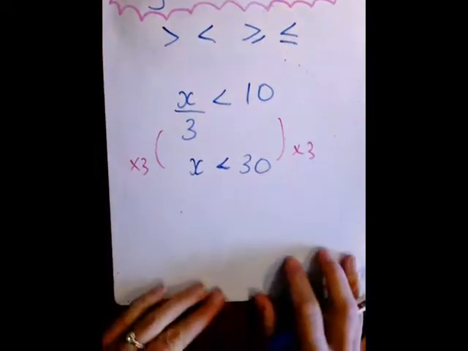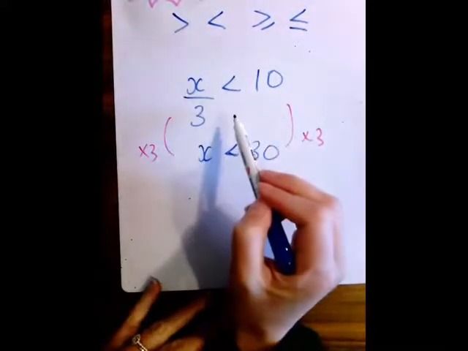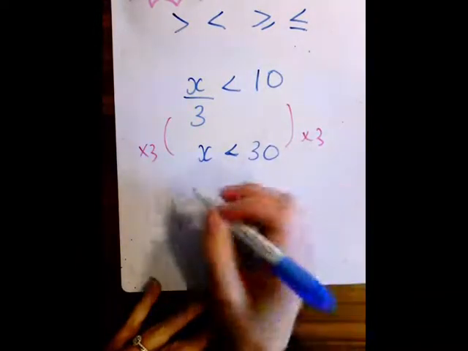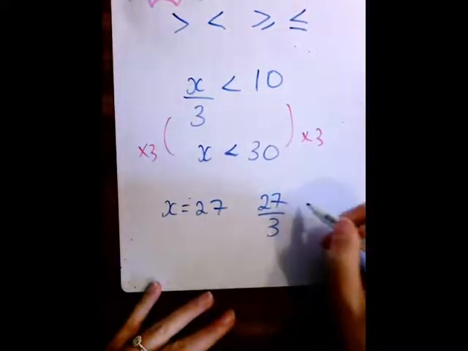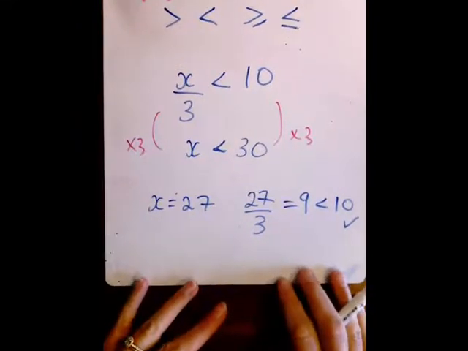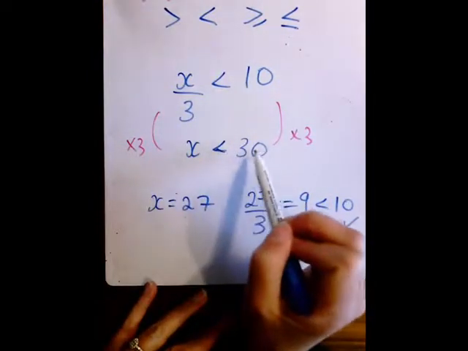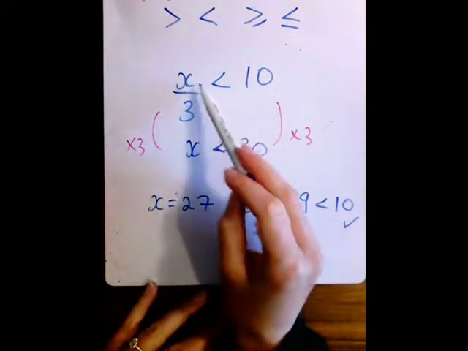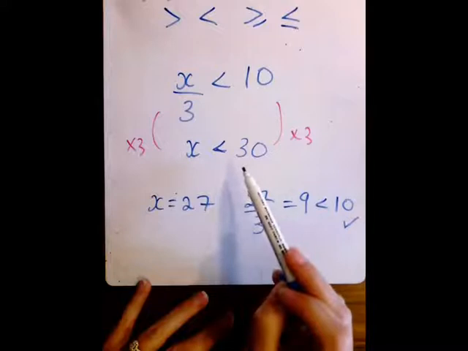So this is telling us that if we put anything less than 30 into the equation at the top, we would get something less than 10. So if we try it out, let's try, I don't know, 27. So if x is 27, 27 divided by 3 would be 9, which is less than 10, so that's good. And on this one it doesn't have the equal to sign, so we couldn't actually put in 30. x has to be less than 30. If you did put 30 in, 30 divided by 3 would be 10, and we need it to be less than 10, so that's why we need something less than.